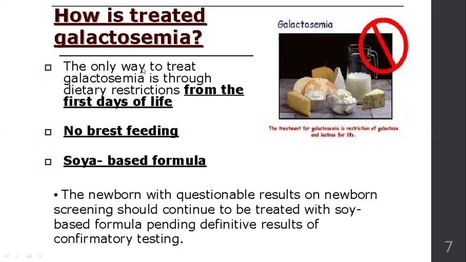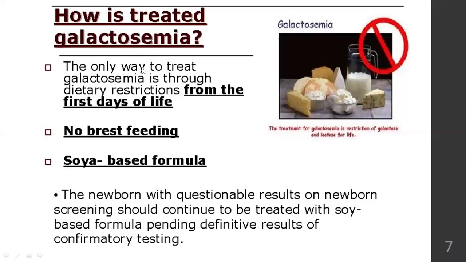Okay, and then whatever formula-based feeding the doctor has prescribed, you have to start that. Okay, soya-based formula and all. Okay, the newborn baby with questionable results on newborn screening will have to be treated with soya-based products. Okay, don't continue breastfeeding till you get your results.